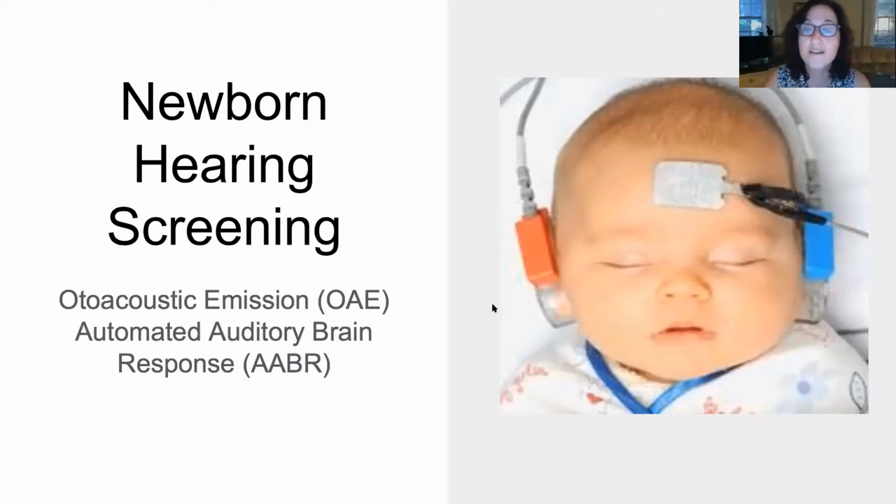Even unilateral hearing loss can have an impact, but hearing loss in children that goes undiagnosed will have terrible effects on their educational and other development.